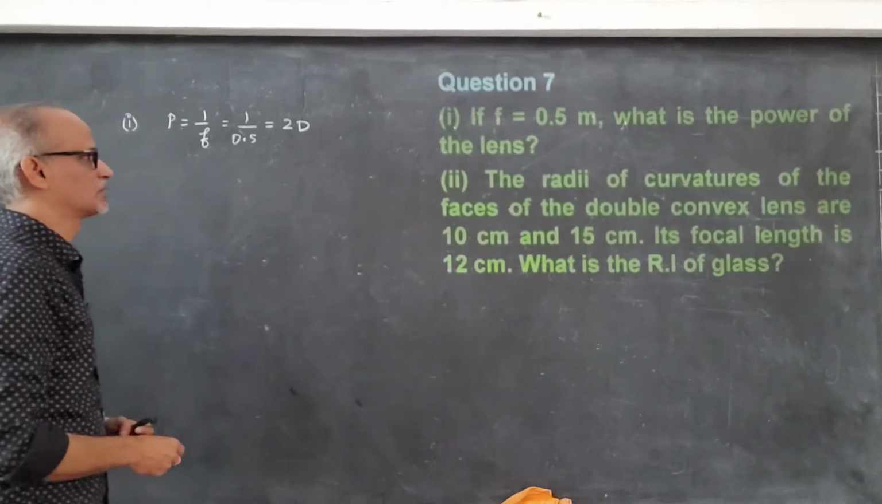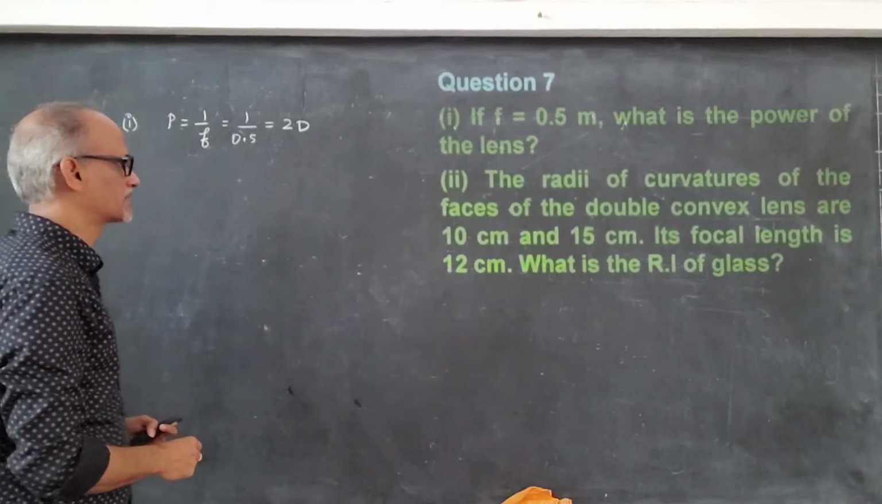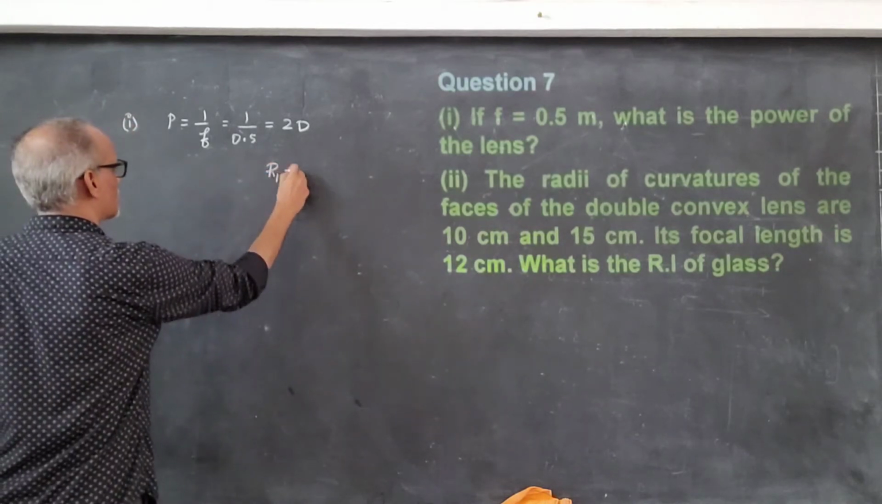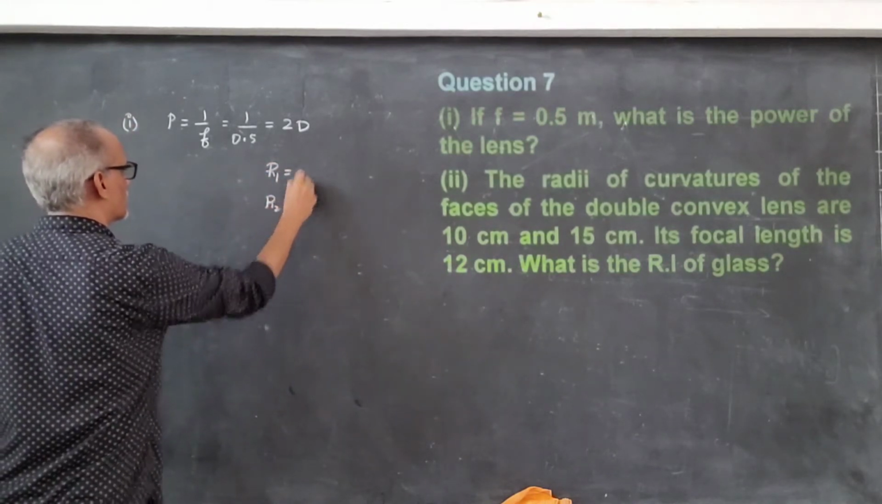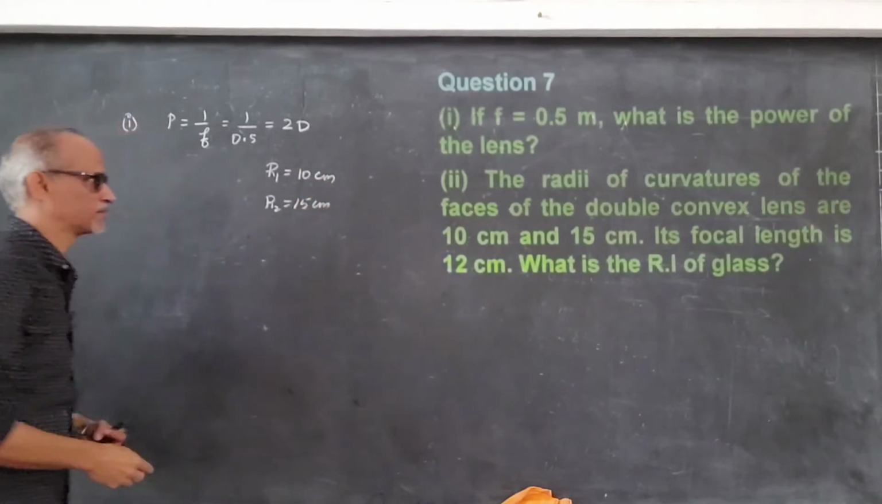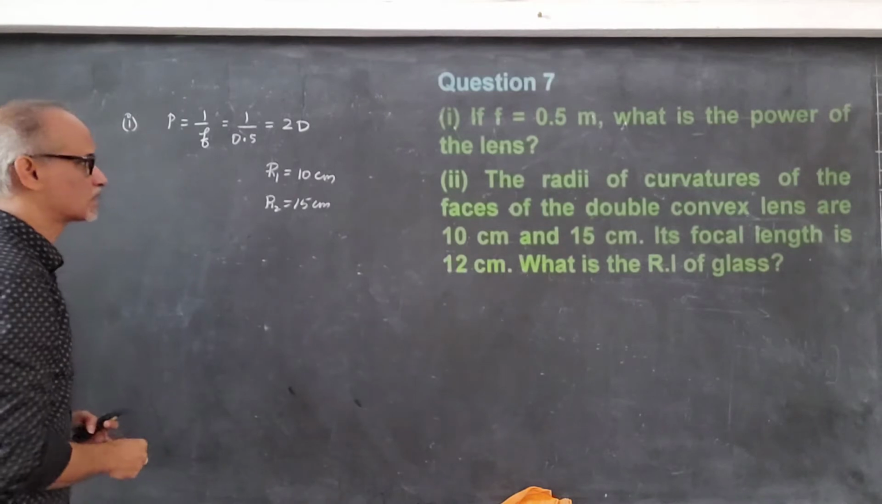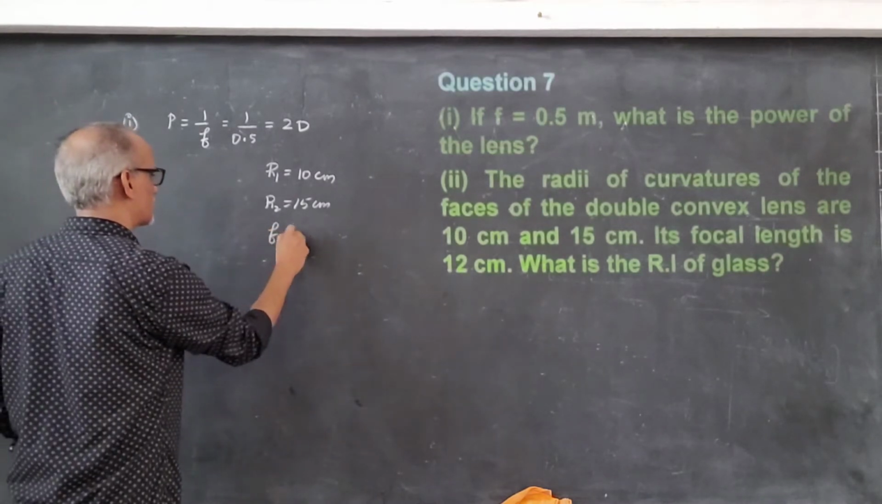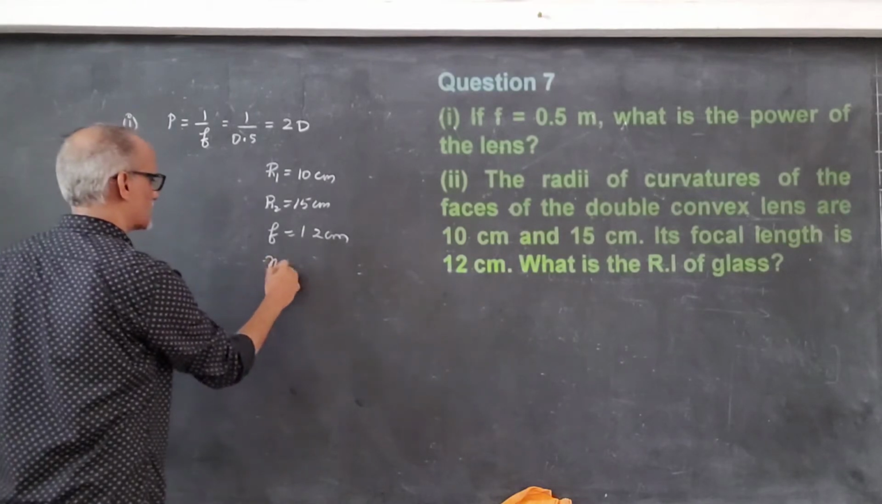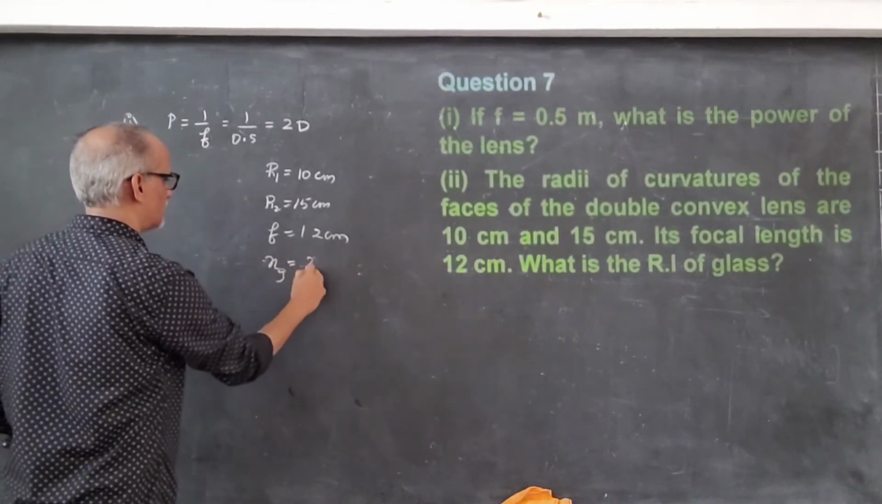The radius of curvature of the faces of the double convex lens are 10 centimeter and 15 centimeter. So radius of curvature R1 and R2 are given. One is 10 centimeter, the other is 15 centimeter. Its focal length is 12 centimeter. So what is the refractive index of the glass? We have to find the value of Ng.